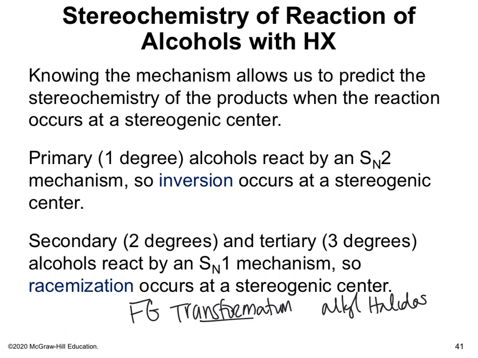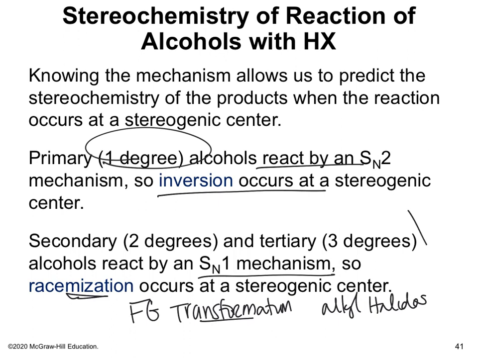Okay, so primary alcohols react by SN2 with an inversion of stereochemistry. Secondary and tertiary alcohols react by SN1, so you can get racemization. And the reason why you get that is because you have the carbocation intermediate. If this is an SN1 mechanism, you get a carbocation, and the carbocation is an sp2 carbon, which is planar and flat. So your nucleophile is going to come in at the top and at the bottom.